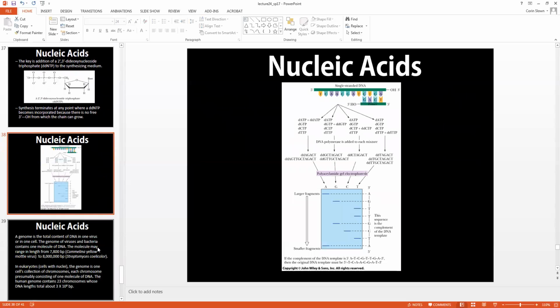The process of Sanger sequencing is shown here, where a variety of nucleotides are added, and then randomly the ddATP, in this case, is added, and that terminates the chain sequence. Then it's possible to look at polyacrylamide gel electrophoresis of each of those fragments, and then the order of the fragments, from larger to smaller, is going to indicate the sequence then of the complement of the DNA template.